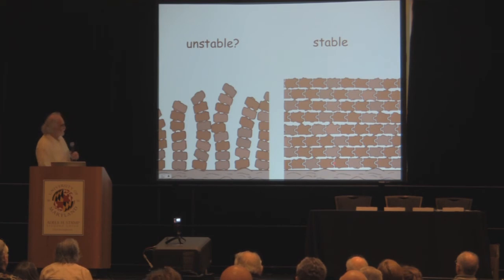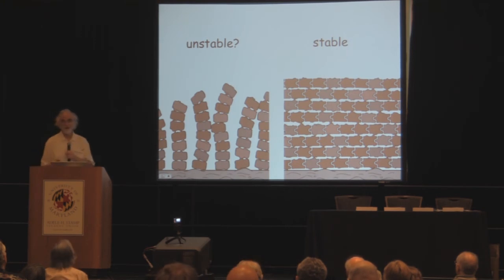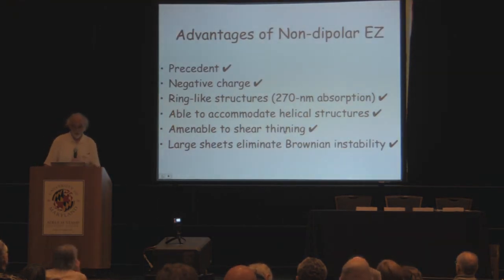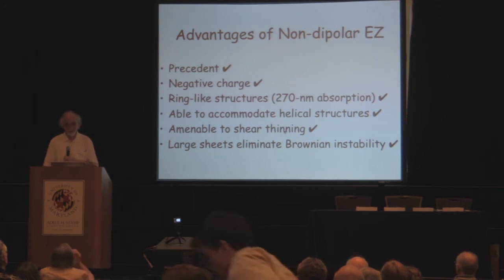However, this structure doesn't suffer from that disadvantage because we're talking about infinite sheets that extend many molecules in this direction and the direction perpendicular. And they're all glued together. This sheet is glued to this and so on. So you have a stable structure, almost like a brick wall. And it's not going to fly apart because of thermal or Brownian motion. So the large sheets eliminate the specter of Brownian instability.